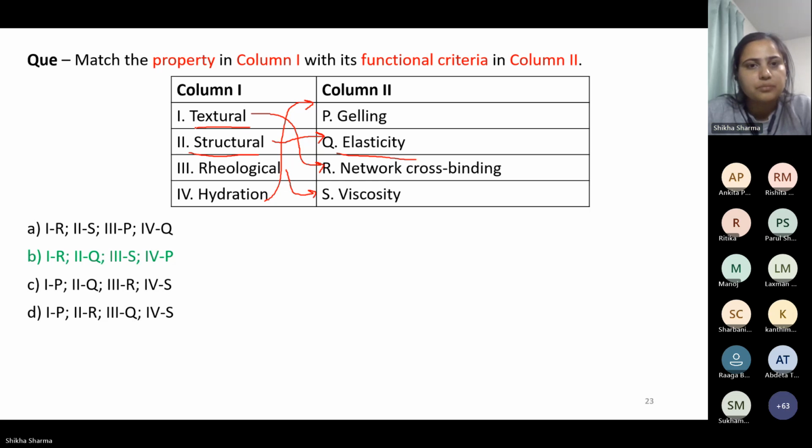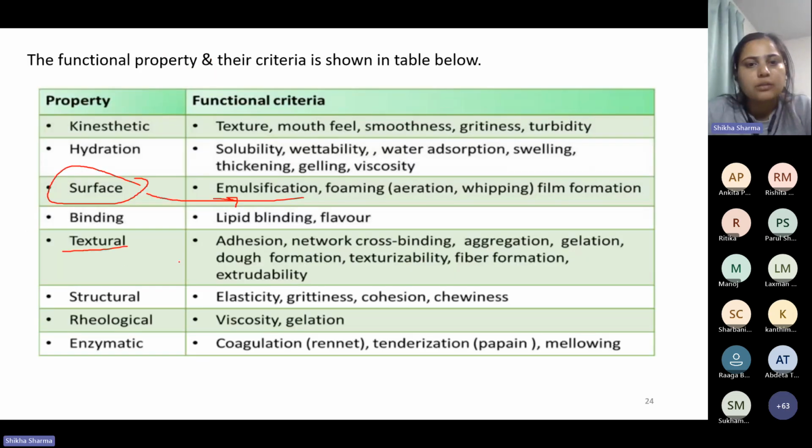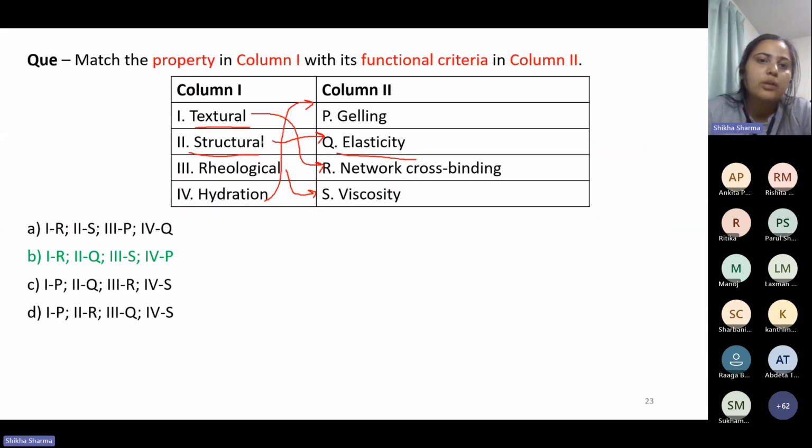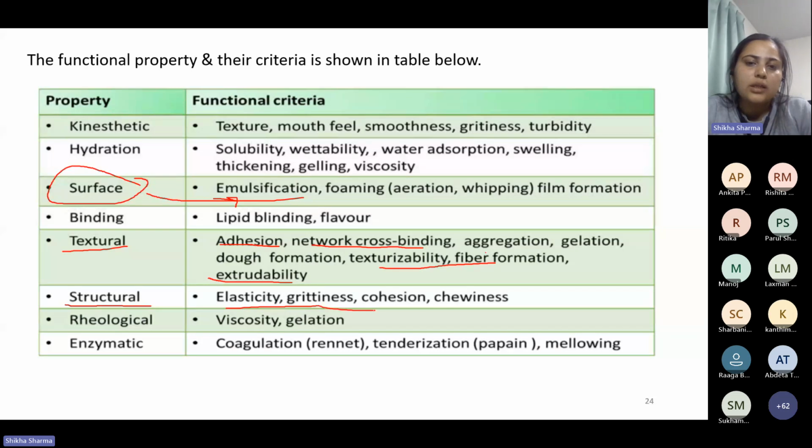Then textural properties are about adhesion, network cross binding, aggregation, gelation, dough formation, texturability, fiber formation, extrudability. All these are related to the texture of the product. Surface and structural are two different things. So here it's structural. I'm sorry that I said surface. It's structural. So structure is related to elasticity, grittiness, cohesion, and chewiness. It's because of the structure. It can be either elastic. Gritty means like sand. Cohesive means how it forms bonds with the same molecules. And chewiness is how it is going to chew.